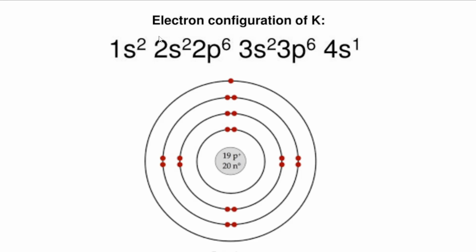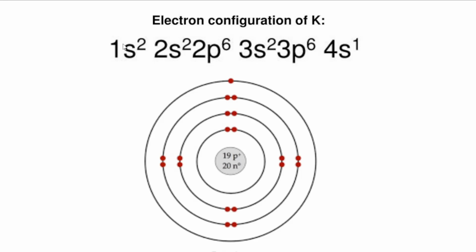The coefficients, the 1, the 2, the 3, so the big numbers, represent the energy level. The letters represent the shape of the orbital. So the s's are one type of orbital, and the p's are a different type of orbital. And the exponents represent how many electrons are in that particular orbital at that energy level.